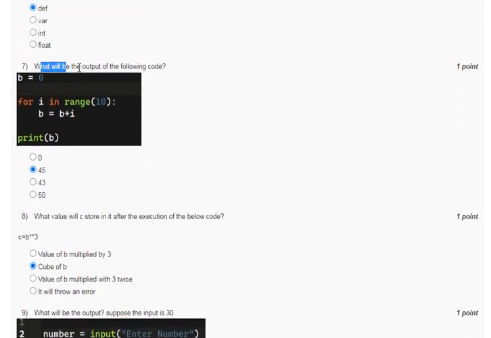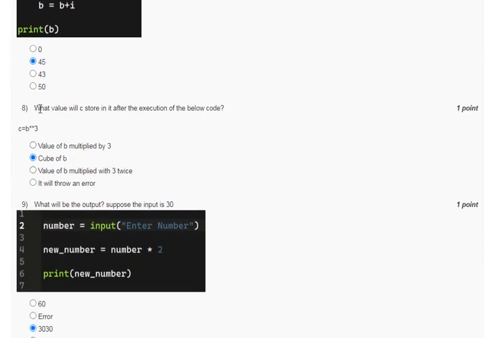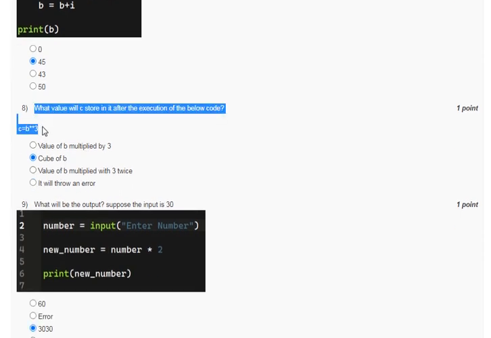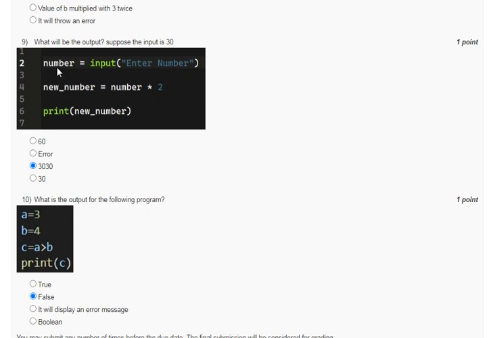Seventh one, what will be the output of the following code? The output of the seventh question is B, 45. Eighth one, what will C store in it after the execution of the below code? C equal to B star 3. Answer B, cube of B.